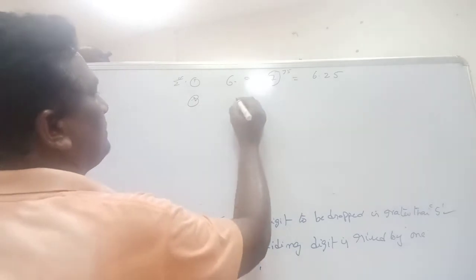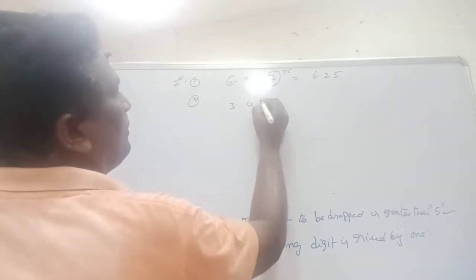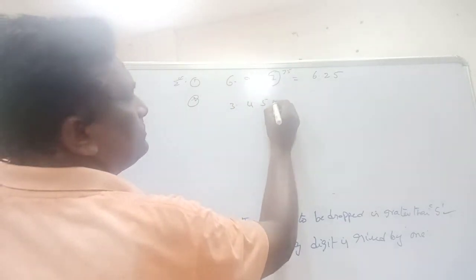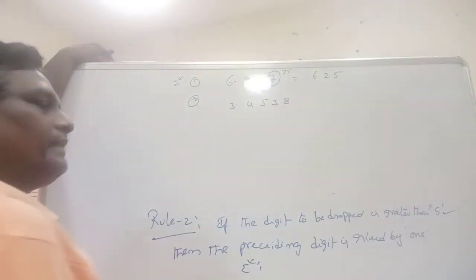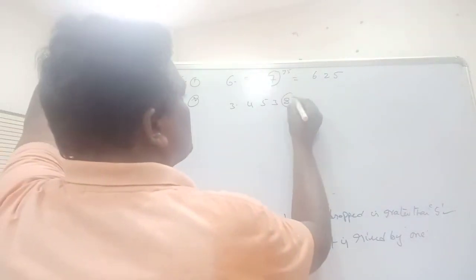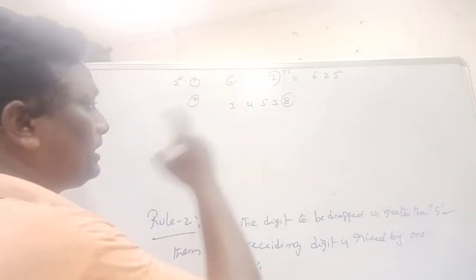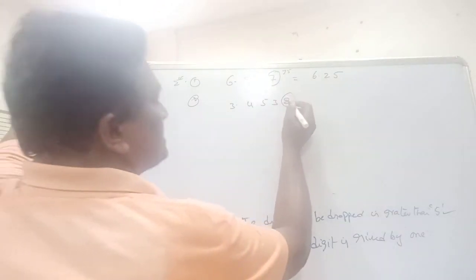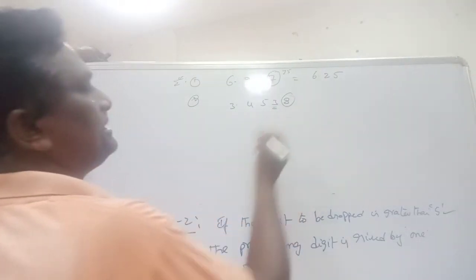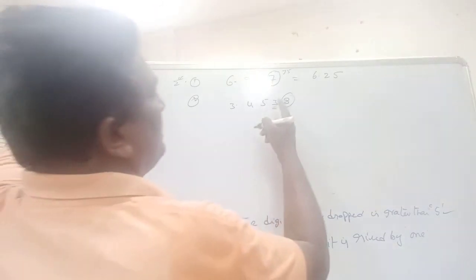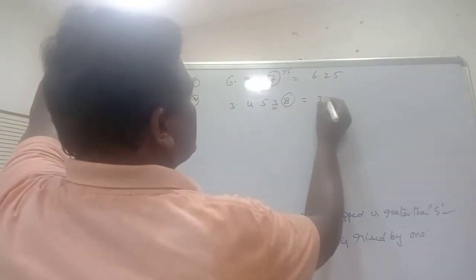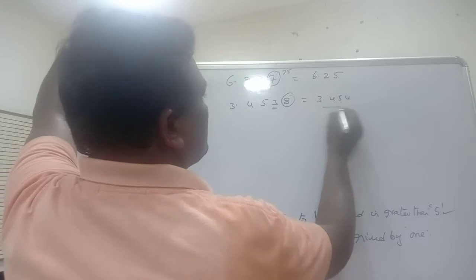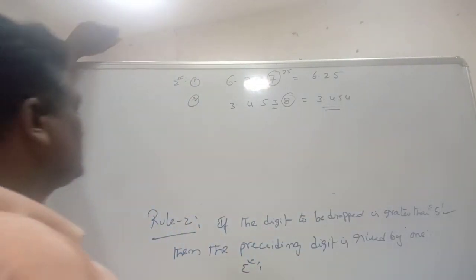One more example: 3.4538. Suppose you want to drop this 8. This 8 is greater than 5. Then the preceding digit, here 3, is raised by 1, which means the answer is 3.454. So this is rule number 2.